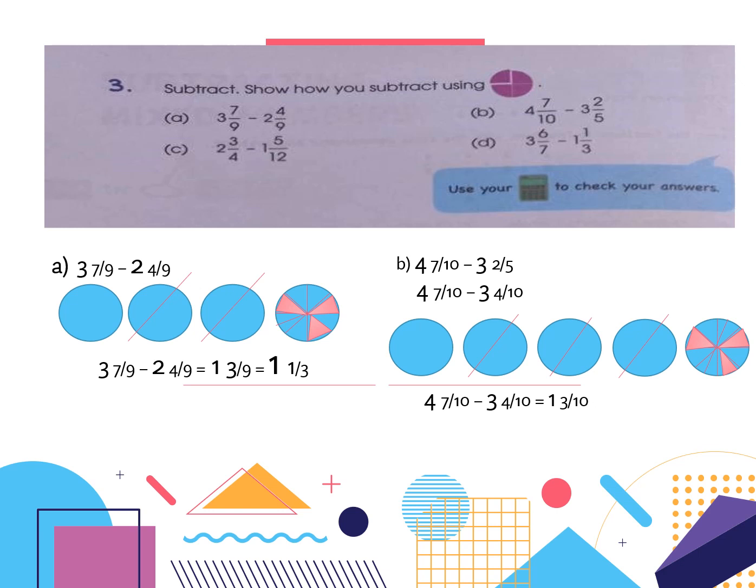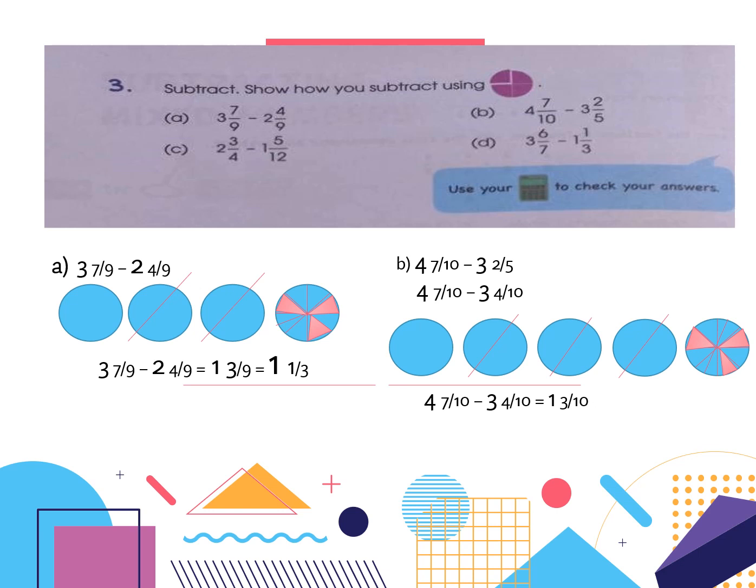7 minus 4 is 3, so we have 3/9, which can be further reduced to 1/3, because 3 multiplied by 1 is 3 and 3 multiplied by 3 is 9. So we have cancelled out the numerator and denominator with 3. So as a result we have a final answer, one whole number 1/3.